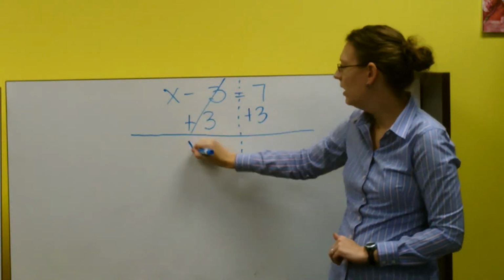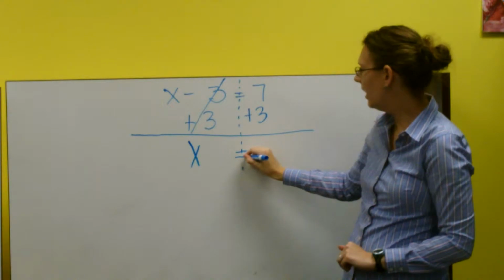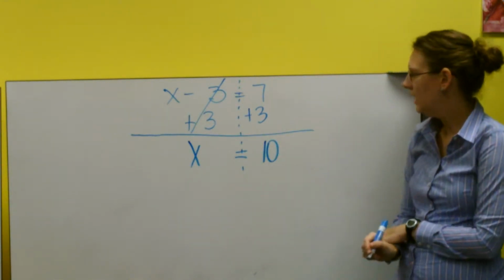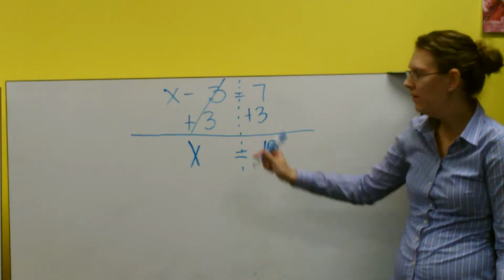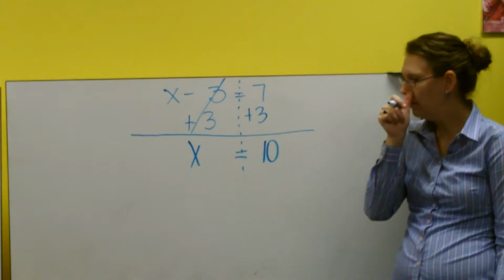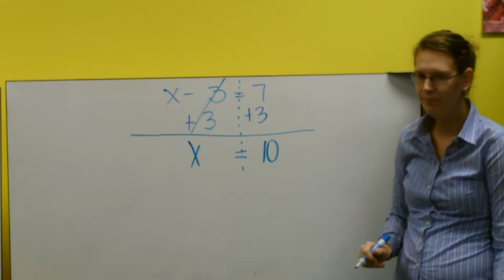Okay, those threes cancel. The x drops. I've got my equal sign. X equals 10. Okay, so which of the two, the addition rule or the subtraction rule of equality, did we just use here, Portia?